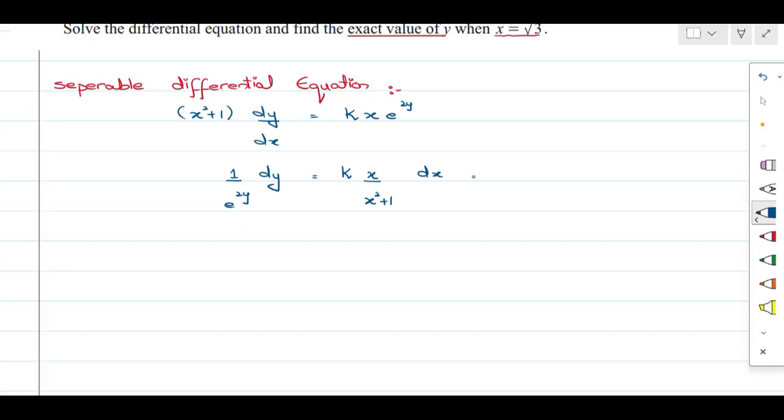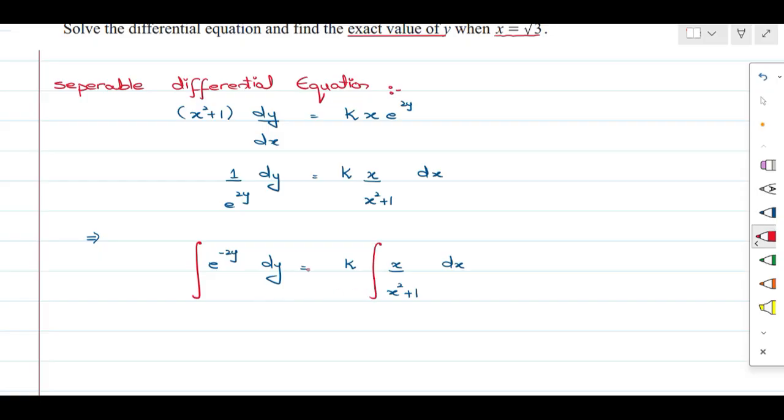So x and y, both the variables, are easily separable, right? So we have a separable differential equation. Here we can say e to the power minus 2y dy equals k, where k is a constant, times x over x squared plus 1 dx. When you have a separable differential equation, you have to do integration on both sides, right? So let me take the integral on both sides.